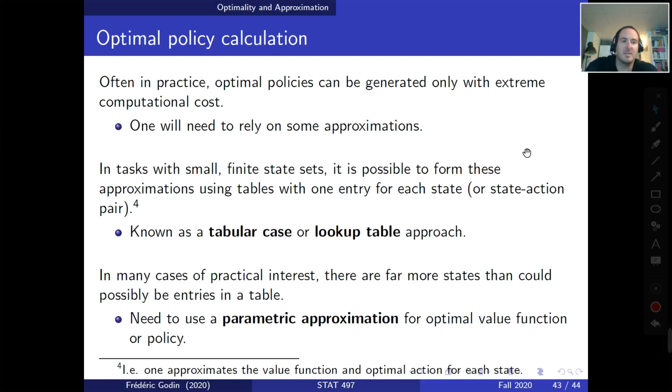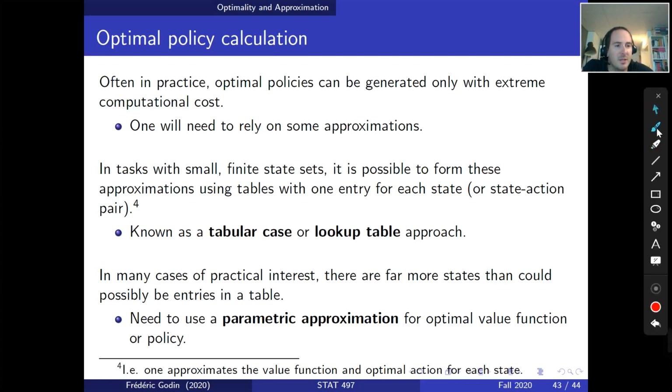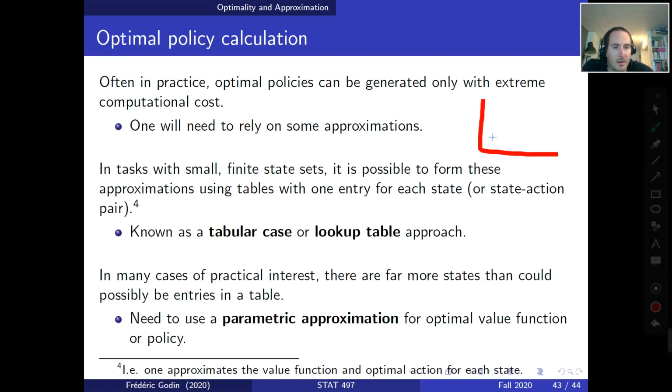Okay, so what do I mean by parametric approximation? Let's give an example. Let's say we have a state S, and S goes between 0 and 1. In that case, there's an infinite number of states because the interval between 0 and 1 has an infinite number of values. Let's say the value function looks like this. Then we cannot store the value for each state because there's an infinite number of states.